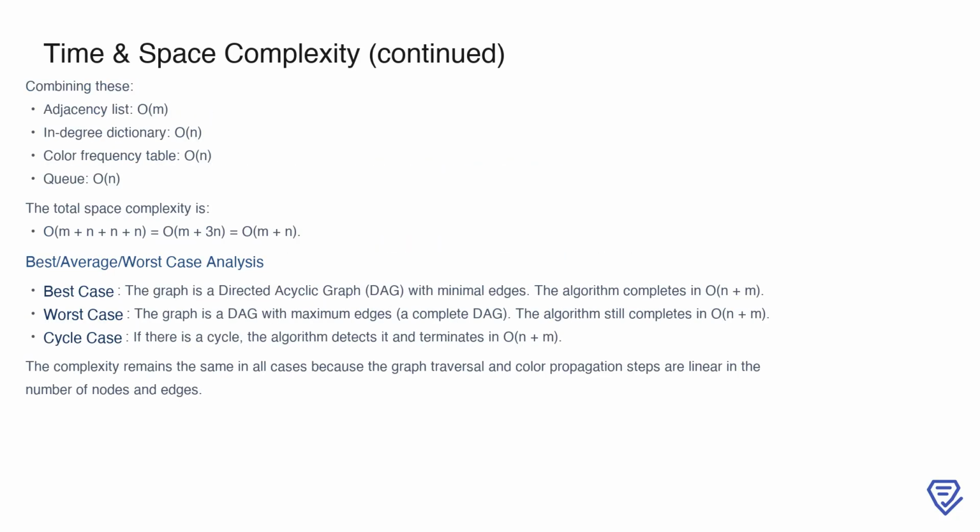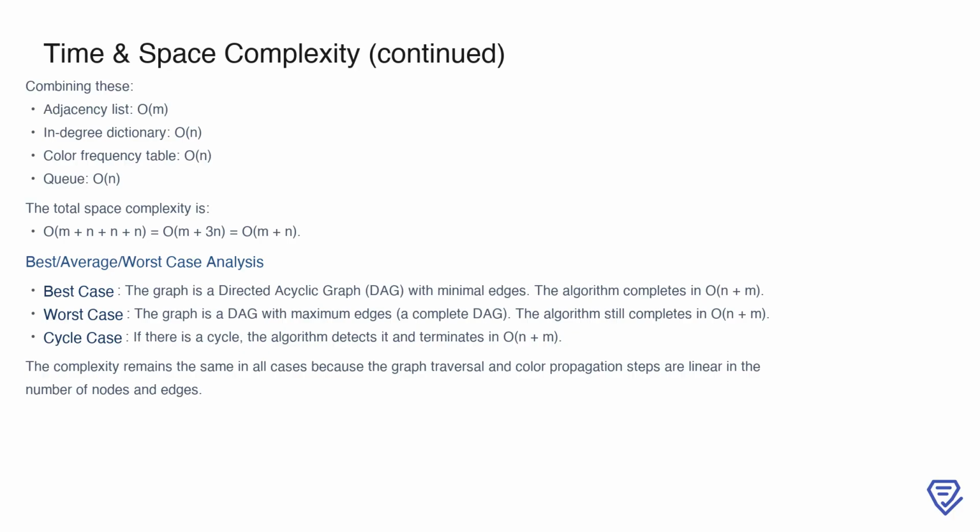When we combine the space requirements, we get O(m) for the adjacency list, O(n) for the in-degree dictionary, O(n) for the color frequency table, and O(n) for the topological sort queue. This results in a total space complexity of O(m plus n plus n plus n), which simplifies to O(m plus 3n), and further reduces to O(m plus n). Now, analyzing the best, average, and worst cases, the algorithm consistently runs in O(n plus m).